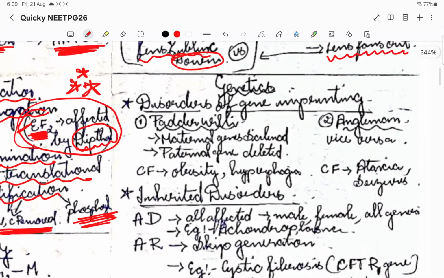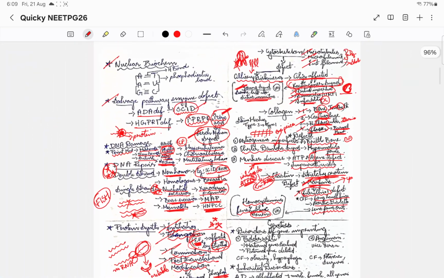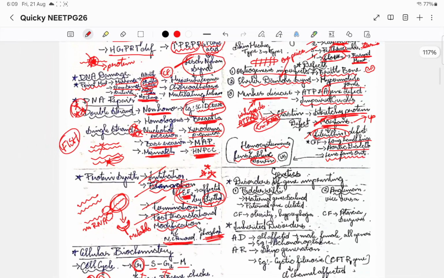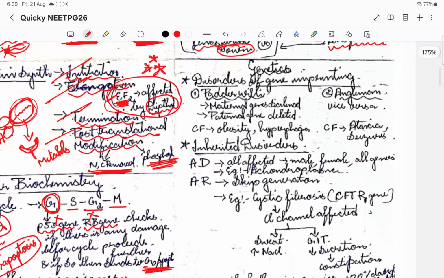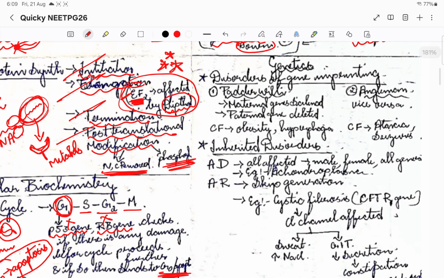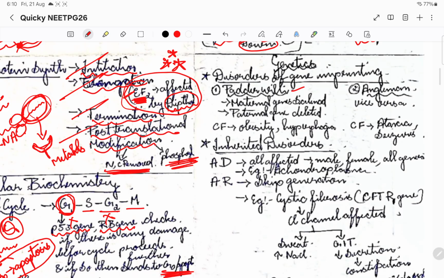Okay, that's it. So now we are done with the cytoskeleton, collagen defects and all these things. Let us learn a little bit about genetics and genetic disorders. Now, disorders of gene imprinting. We'll start with disorders of gene imprinting. Here there are two kinds of pathologies, Prader-Willi syndrome and Angelman syndrome. These have two very similar types of pathologies. That is why we'll discuss the gene imprinting disorders here itself.